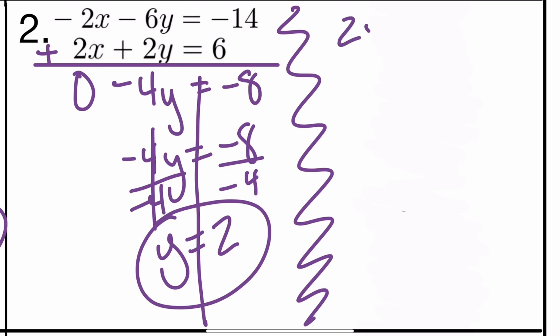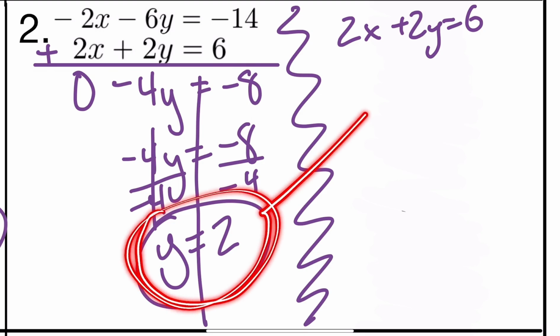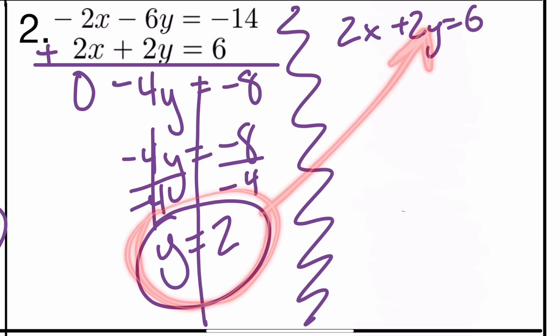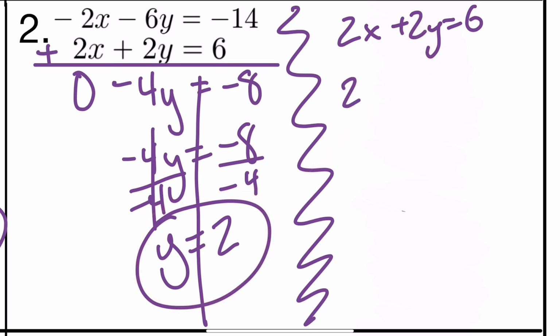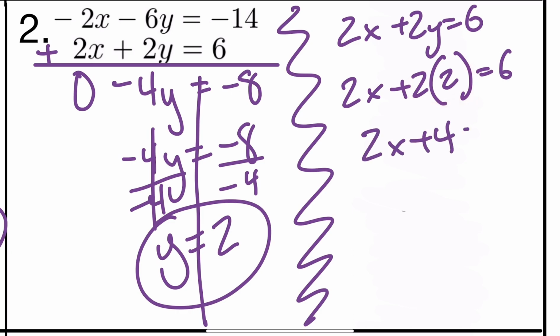So let's do 2x plus 2y equals 6. Now, instead of a y, we're going to plug in 2. So we got 2x plus 2, and our y was equal to 2. That's a lot of 2s, oh boy. That's okay. We'll start eliminating from here. I see we got 2 times 2, so let's do that part first. We got 2x plus 4 equals 6.